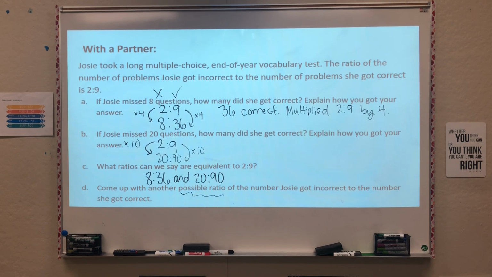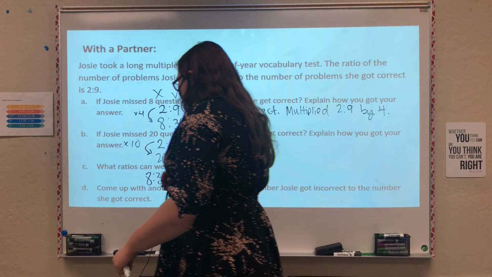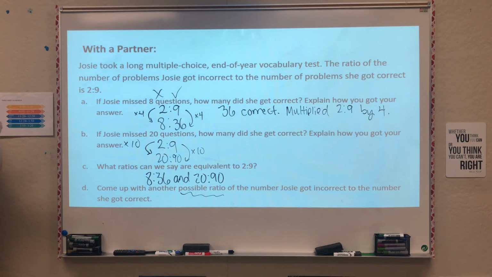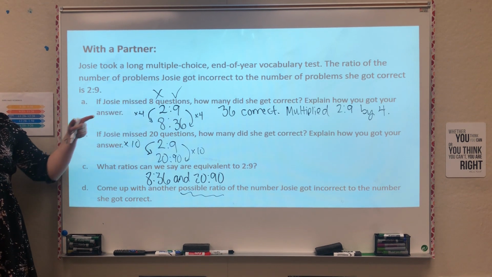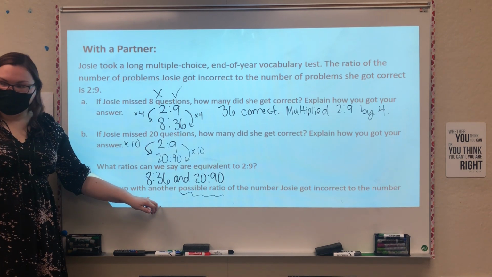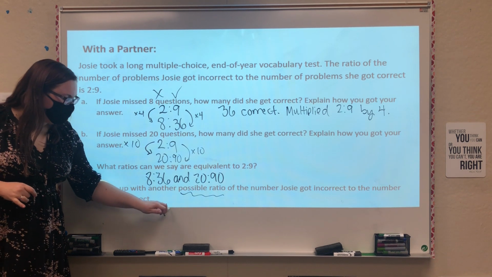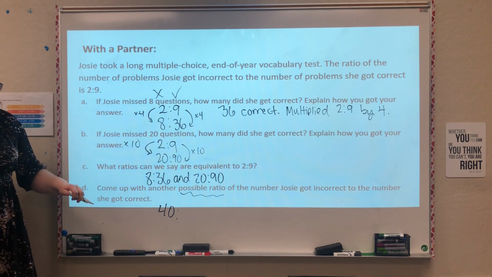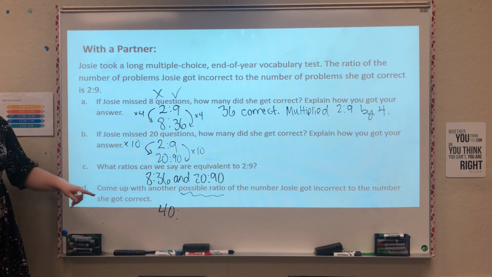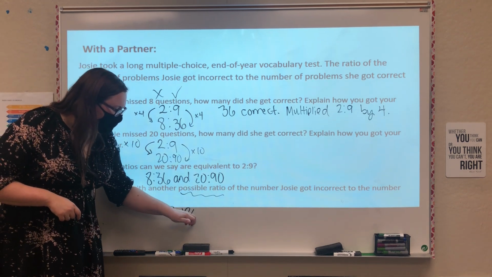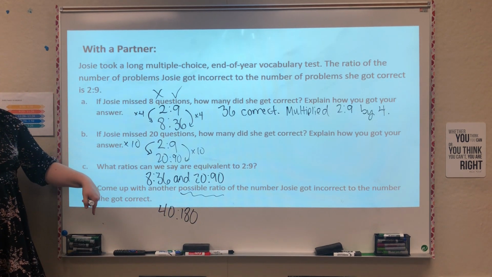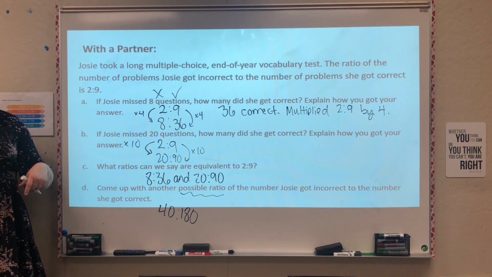That would work. All right, let me hear them. Despite the fact that there are tons of correct answers, 2 of you wrote down the same thing. What's one ratio we've got? 2 to 9 was the original one. So you've got 40 to 180. If she missed 40 questions, she got 180 correct.